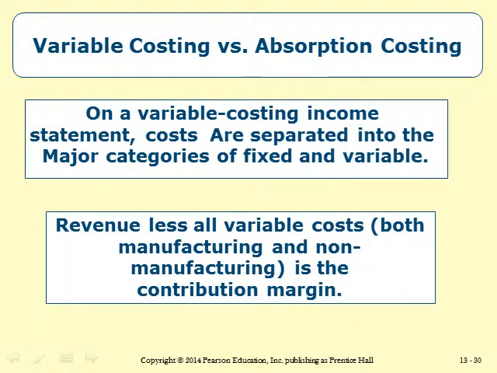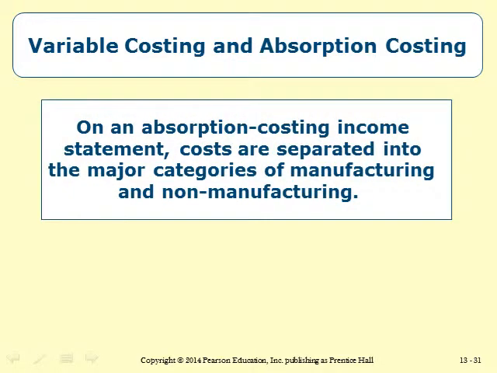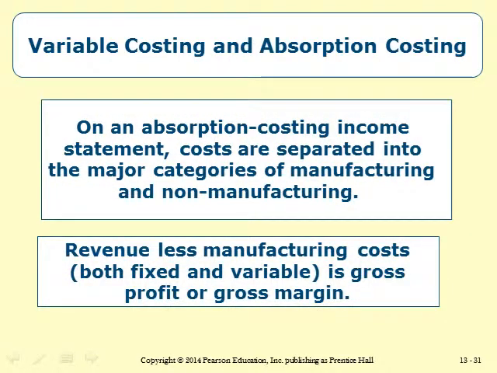And so on a variable costing income statement, costs are separated into the major categories of fixed and variable. Revenue less all variable costs, both manufacturing and non-manufacturing, is the contribution margin. On an absorption costing income statement, costs are separated into the major categories of manufacturing and non-manufacturing. Revenue less manufacturing costs, both fixed and variable, is gross profit or gross margin.